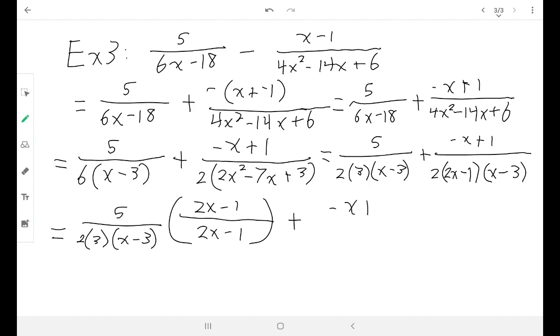Same thing over here for the negative x plus 1 at the top. I have the 2, but I am missing the 3. That 3 right there has to be multiplied. Whoops. No, not yet. I won't do it in the same breath. Let me put all this here first.